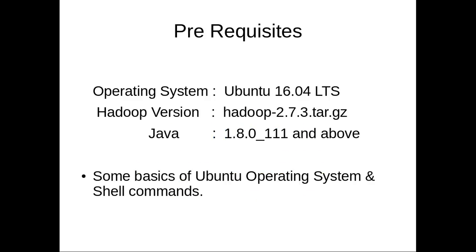For installation of Hadoop 2.7.3, the prerequisites are the operating system Ubuntu 16.04 LTS, the downloaded Hadoop 2.7.3 tar.gz file, and Java 1.8.0 or any above version installed, and you must have some basics of Ubuntu operating system and shell commands.